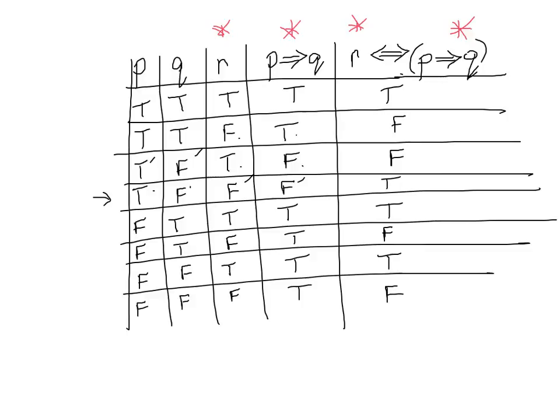So that's how the implication works both ways. For the arrow one way, they're all true except TF. And for the arrow both ways, they're true when they're the same.